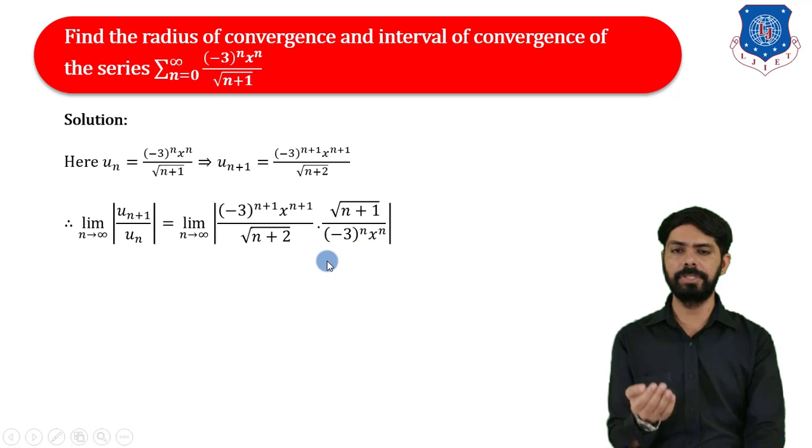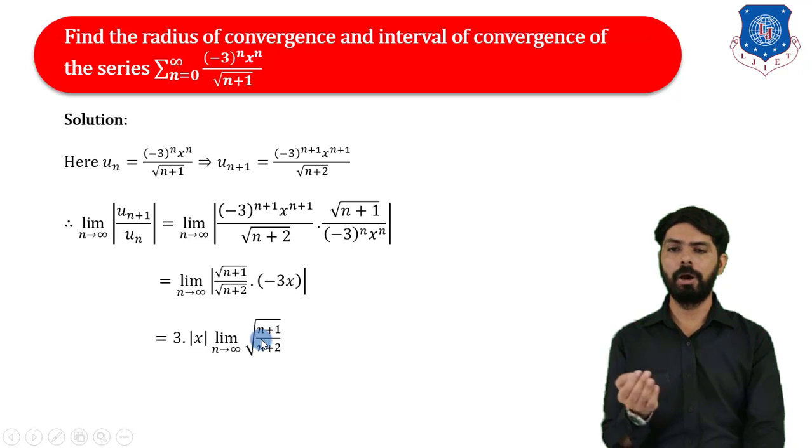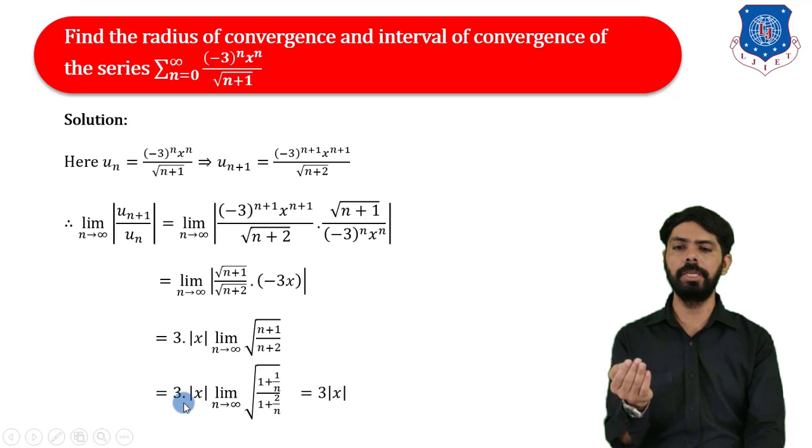So if we simplify this, then it will be limit n tends to infinity modulus of root(n+1) divided by root(n+2) into -3x. So this can be written as 3 into modulus of x into limit n tends to infinity root of (n+1) divided by (n+2). Now we will take n common from numerator as well as from denominator. So it will be 3 into modulus of x into limit n tends to infinity root of (1 + 1/n) divided by (1 + 2/n), because here n will cancel out.